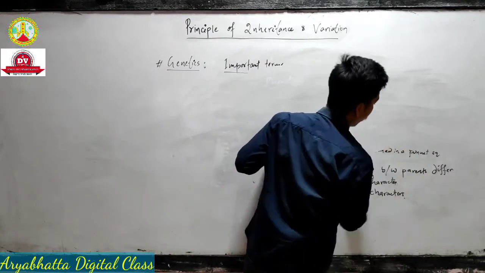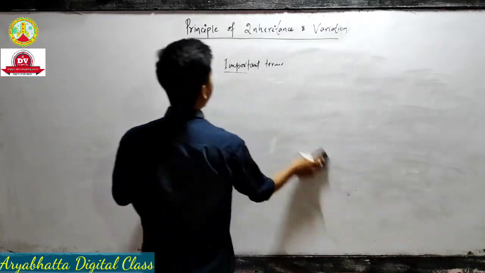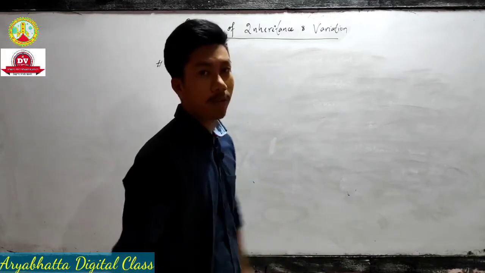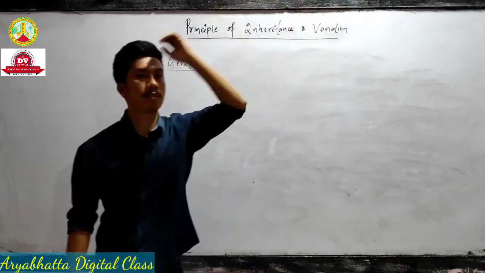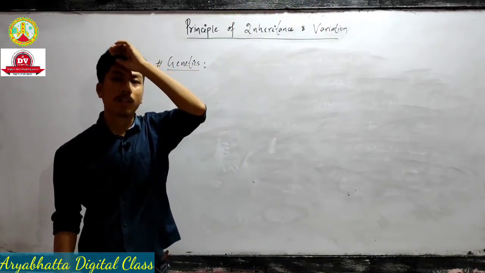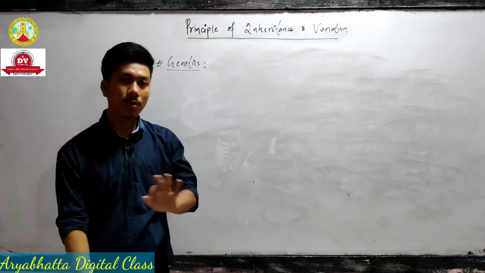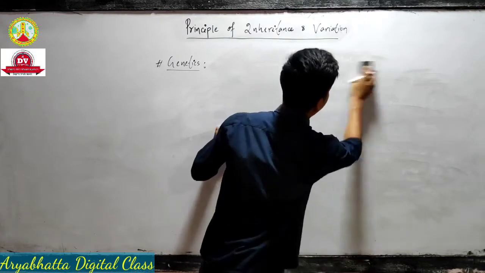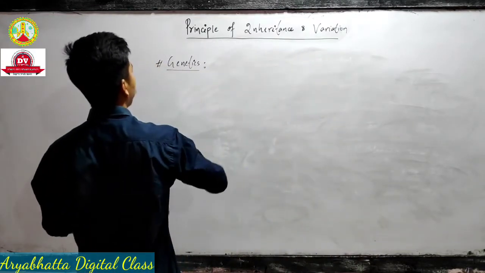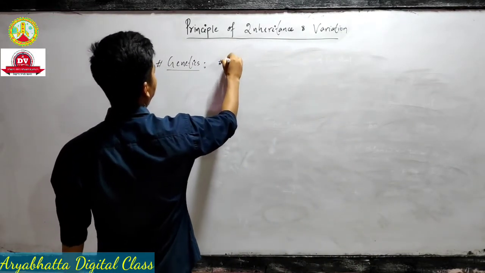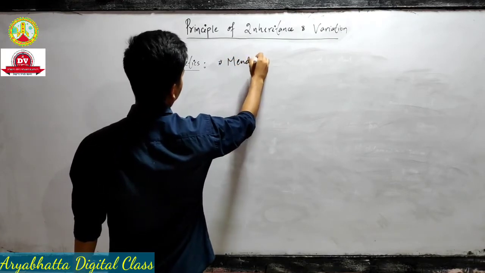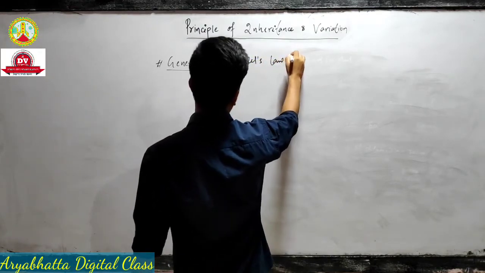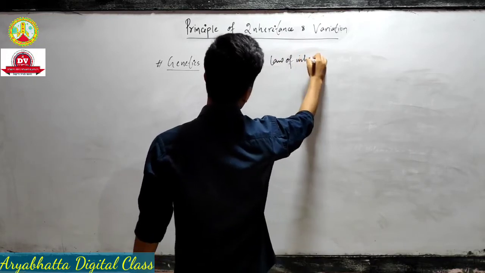Mendel's Laws of Inheritance. Mendel provided 3 laws based on inheritance: Mendel's Law of Dominance, Mendel's Law of Segregation, and Law of Independent Assortment. So 3 laws are there based on inheritance. So the next topic is Mendel's Law of Inheritance.